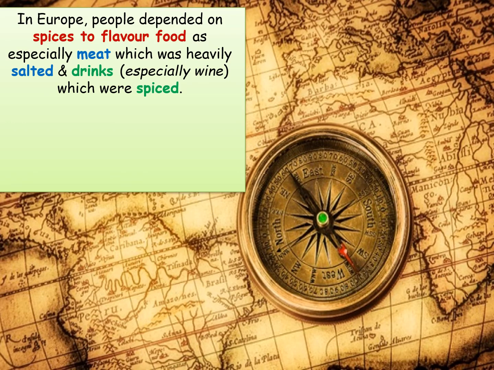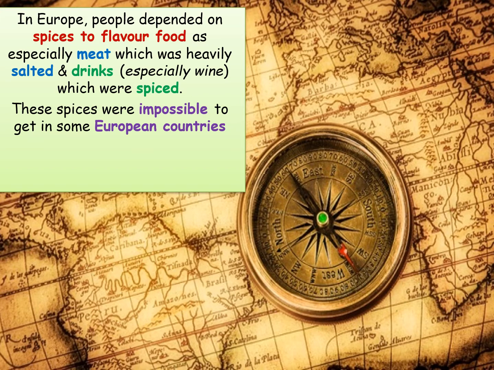These goods were spices. People in Europe depended on the spices to flavour food, especially things like meat, which was quite heavily salted, and drinks like wine, which were spiced. This was part of preserving them, because remember, no refrigerators and things like that at this point in time.